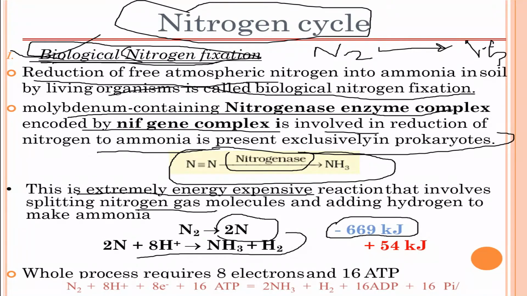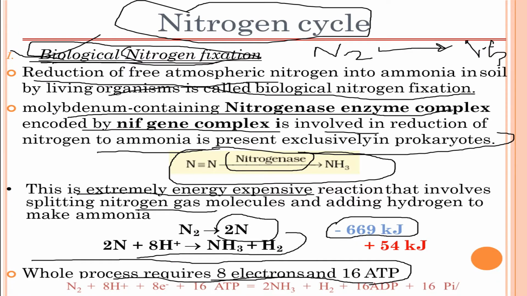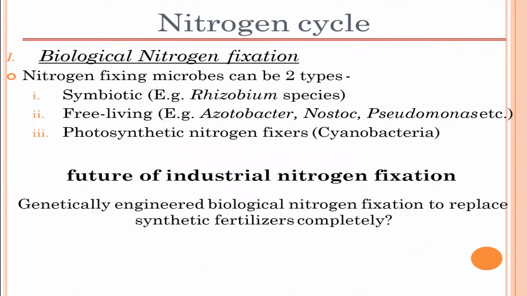This is how the process gets carried out, and the whole process requires 8 electrons and 16 ATP. This is the important point in nitrogen fixation. The conversion of atmospheric nitrogen to ammonia requires around 8 electrons and 16 ATP molecules for breakage and formation of ammonia. So this is the net figure: 8 electrons and 16 ATP molecules.